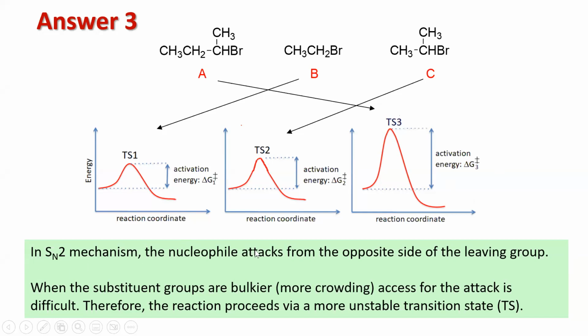So look at my explanation in SN2 mechanism. You might not get the same question, but if you have to write an explanation for this type of question, you should have information like this. In SN2 mechanism, the nucleophile attacks from the opposite side of the leaving group. When the substituent groups are bulkier, meaning large groups, or more crowding, access for the attack is difficult. It is blocked. Therefore, the reaction proceeds via a more unstable transition state. More unstable means it has to have more activation energy. So hope it is clear now.